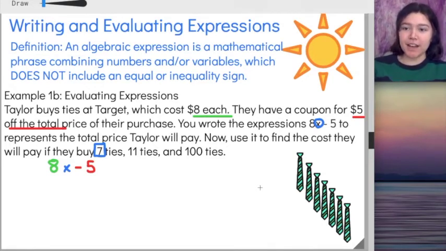The number of ties that we bought, that represented x. If I want to figure out how much 7 ties is going to cost, then what I need to do is substitute in 7 for x. What does substitute mean? It's a really, really important math term.